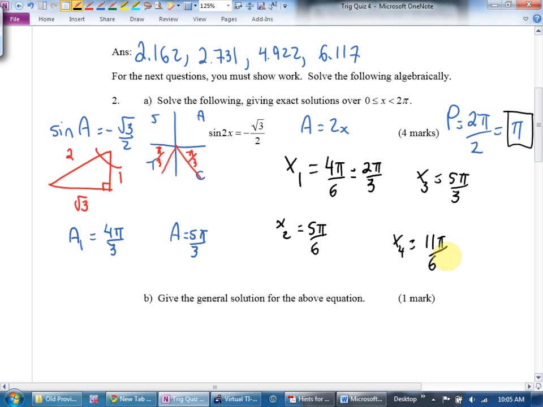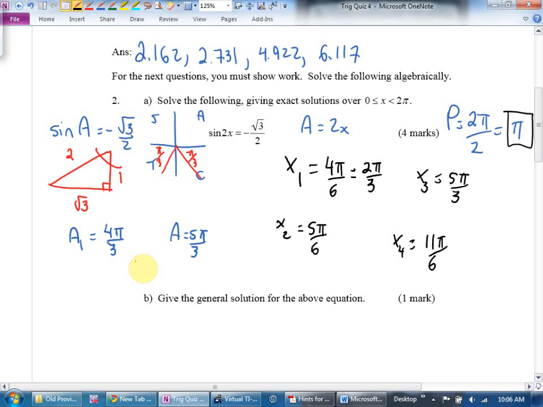Now, how would I mark this? If you got all four of these, and you don't have to have them in lowest terms, but I did just to remind you that we will. So if you had instead 4 pi by 6 and 10 pi by 6, I'll give you 4 marks. If you got all four of them, you get full marks. Otherwise, I would probably do something like a half mark for each of these. That's 2. I would probably give you a half mark if I saw the period change, a half mark if I saw that you picked the right quadrants, a half mark if I saw the 1, 2, root 3 triangle, and a half mark for these guys, probably. But if you got all four answers, you're fine.